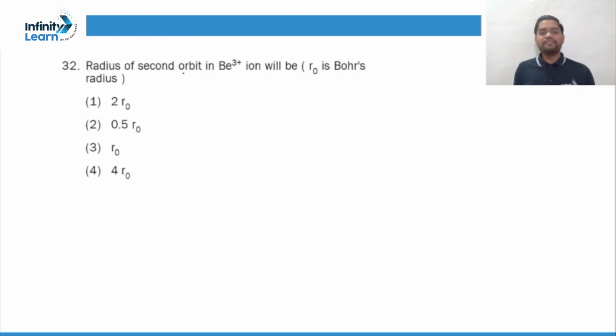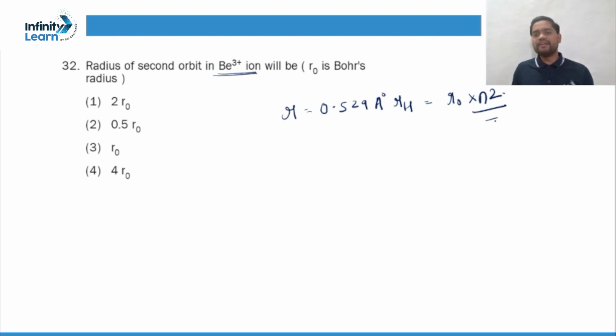32, radius of second Bohr orbit. Okay, second Bohr orbit of Be3+ will be, and we know that radius is equal to what? 0.529 Angstrom, radius of hydrogen, that is given as what? R naught into n square, second Bohr orbit, into n square by Z. Yes, it is n square by Z.